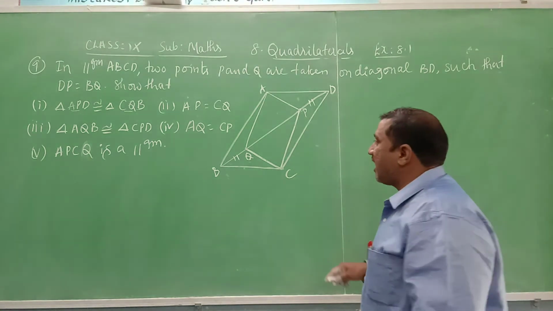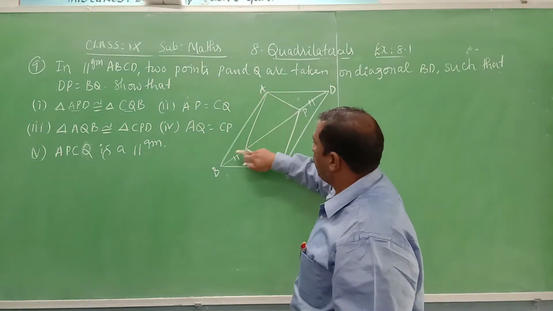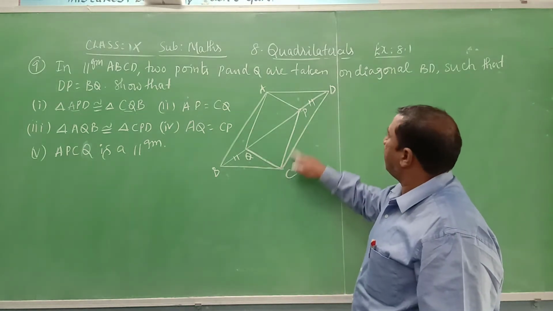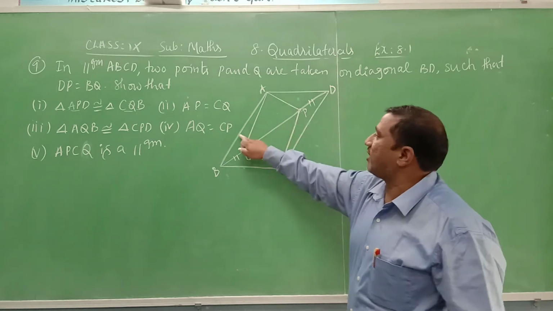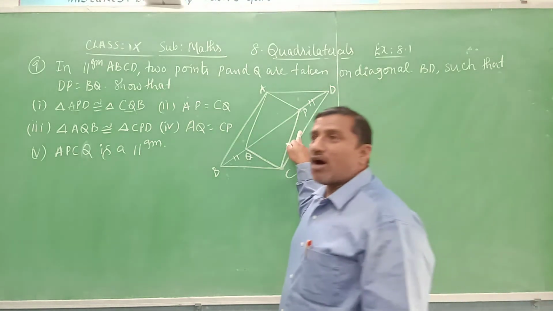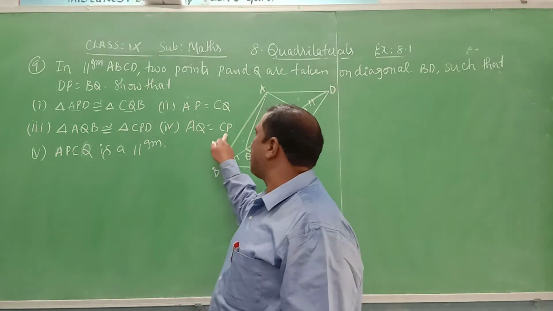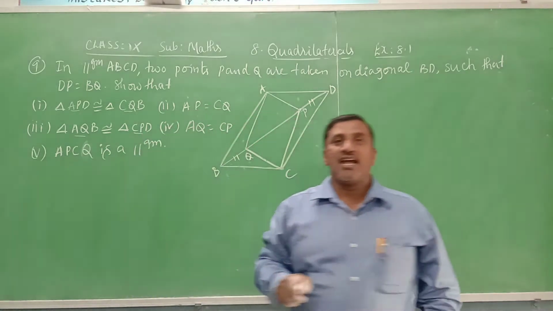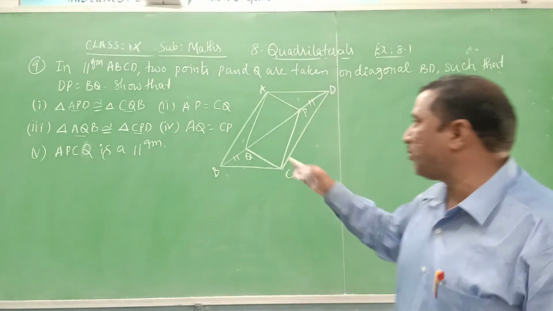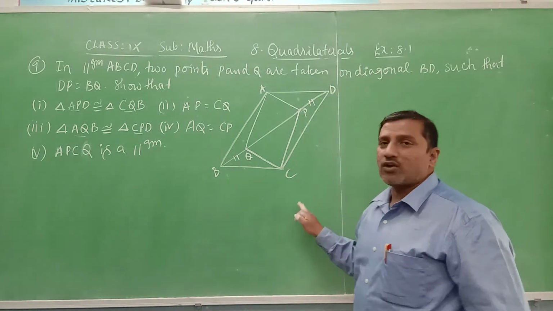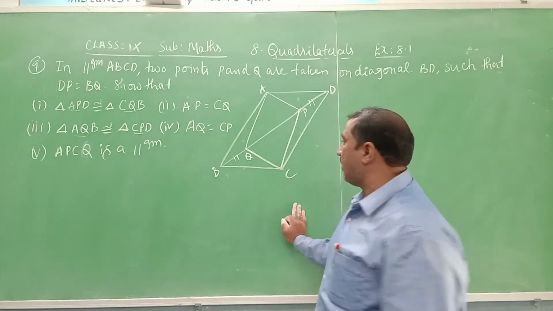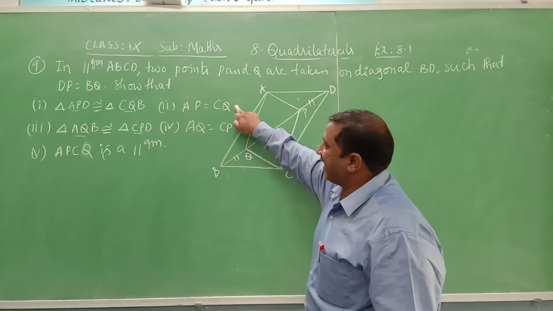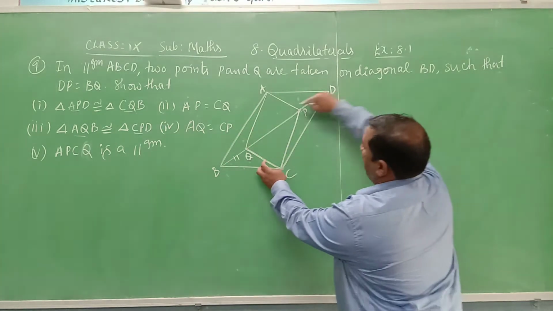Similarly, the third one: triangle AQB is congruent to triangle CPD. After proving that, we have to prove AQ is equal to CP, the fourth one, by CPCT from the third. Then we have to prove APCQ is a parallelogram.